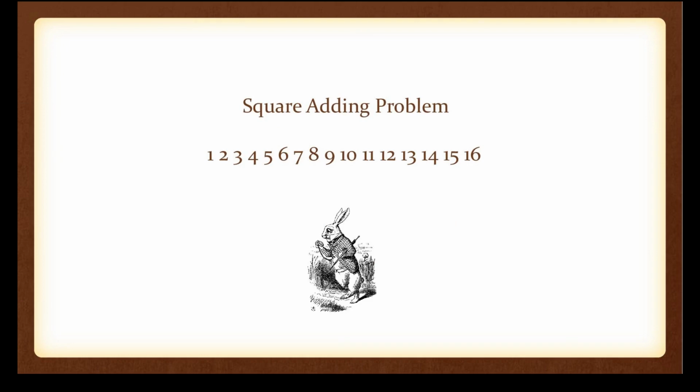This is a square adding problem. I love this problem. What you have to do is take the numbers 1 to 16, and you pick any number, and then the number you write after it. You can only use each number once, so all the numbers 1 to 16 have to be used. So let's say I pick 9.